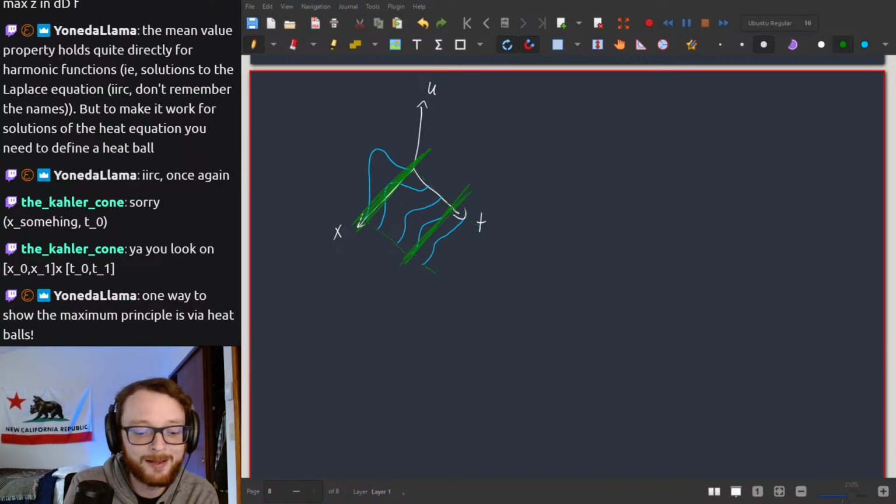I'm gonna hide my screen. I'm gonna Google heat balls and see what comes up. Did I mean heat boils? Oh God, I'm seeing actual boils on your skin. Heat balls math.